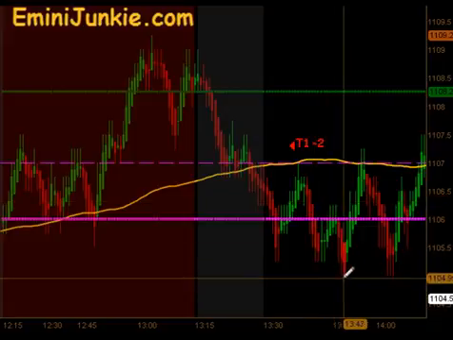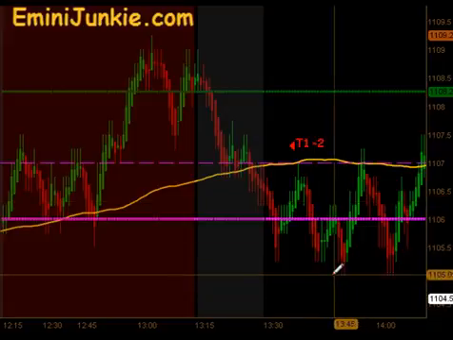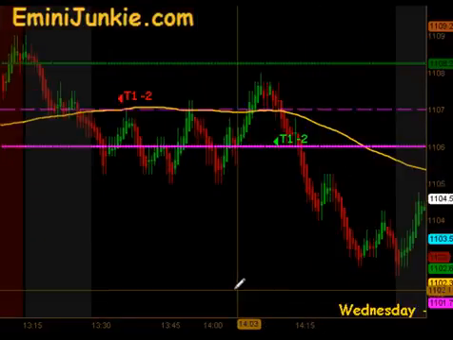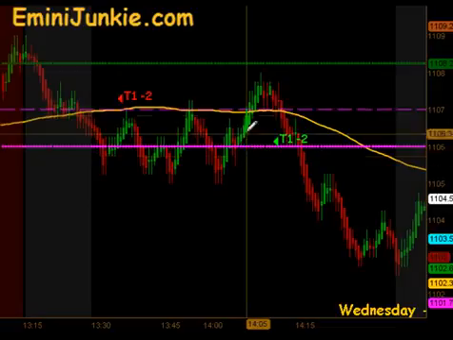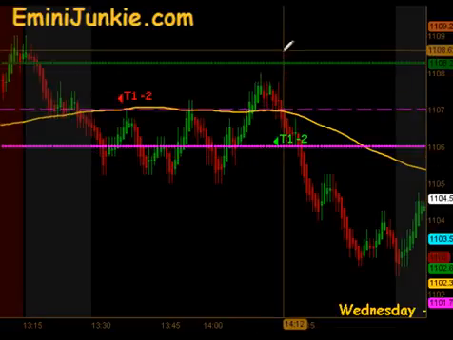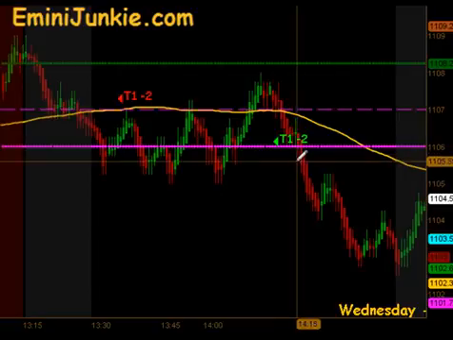Again, it came real close to getting our target hit, within a tick or so. We ended up getting stopped out, T1 minus 2. Same thing to the upside. We had a cross to the upside, got filled on our position, and got our first contract out of there. Again, another T1 minus 2.